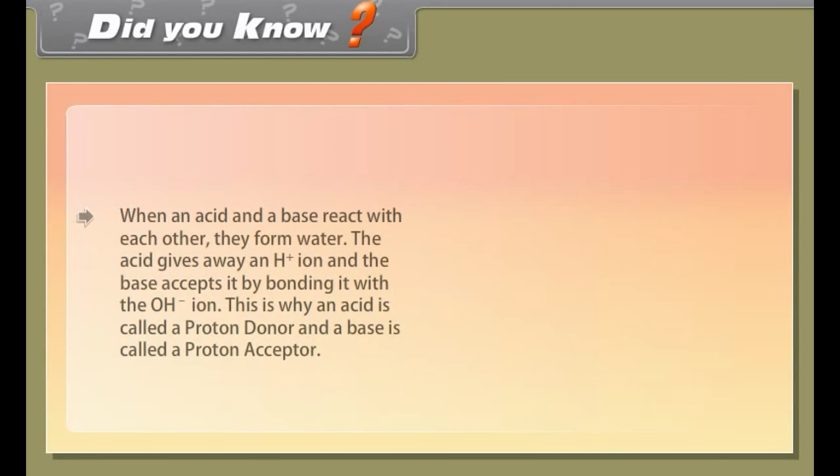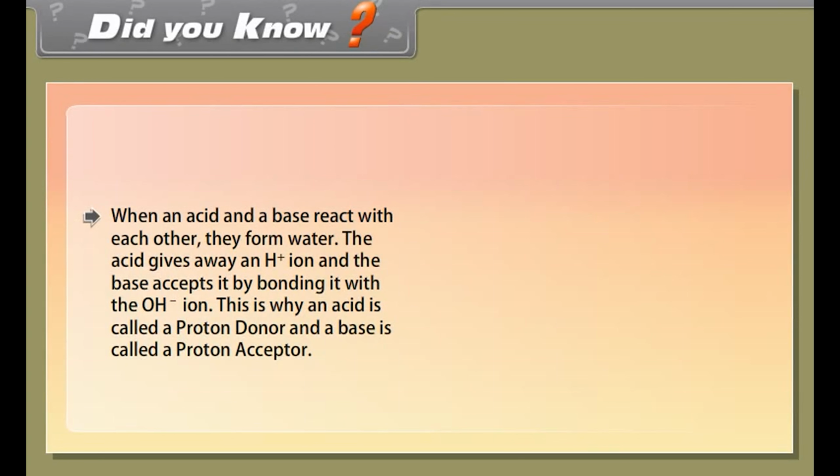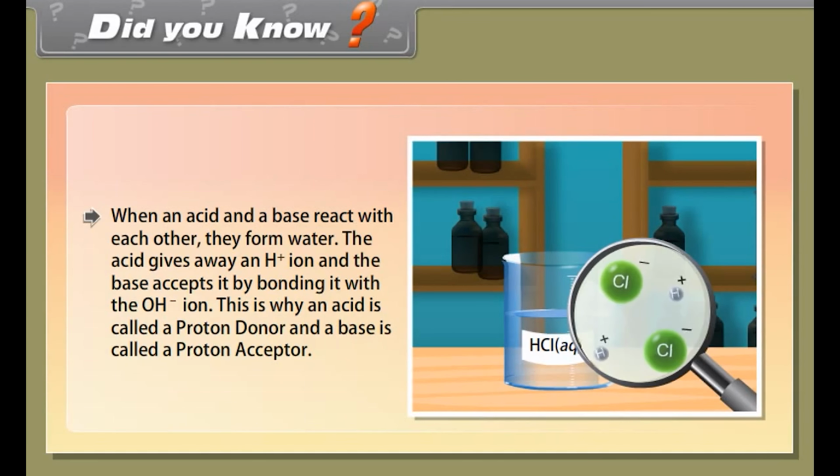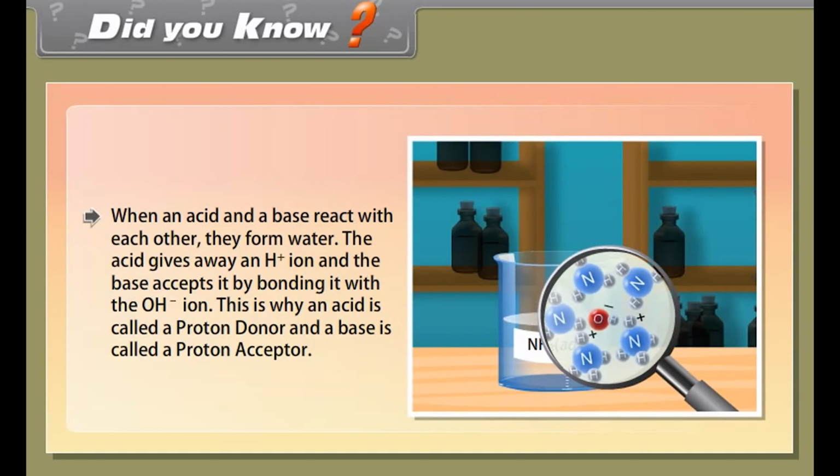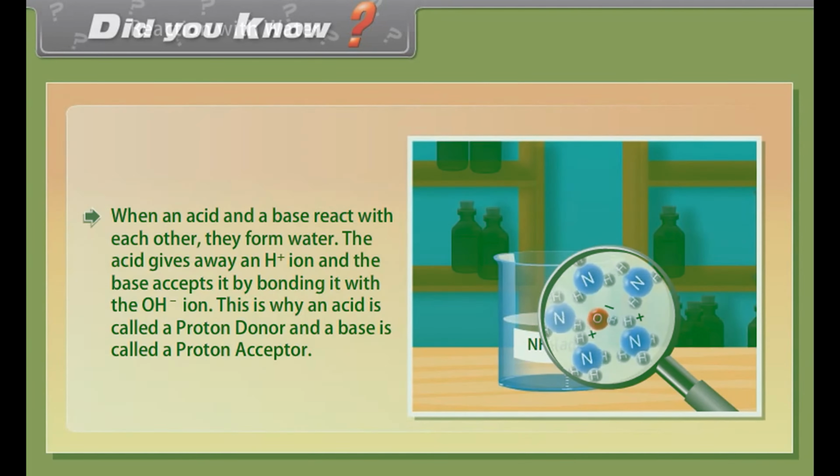Did you know? When an acid and a base react with each other, they form water. The acid gives away an H+ ion and the base accepts it by bonding it with the OH ion. This is why an acid is called a proton donor and a base is called a proton acceptor.